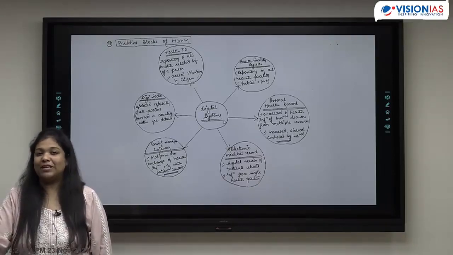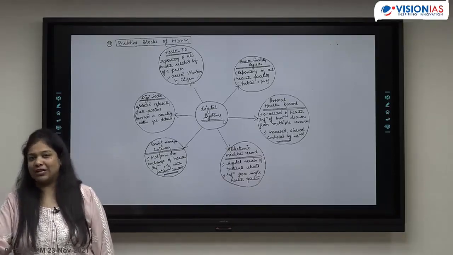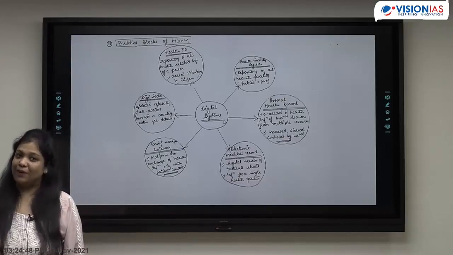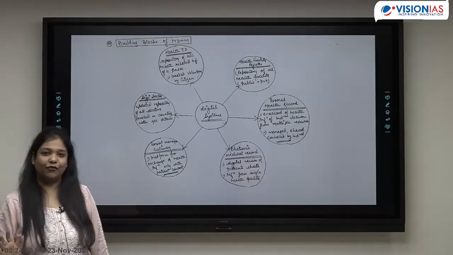So the legitimate consent would be taken before sharing their data, so the data privacy would be taken care of and data theft would be minimized.